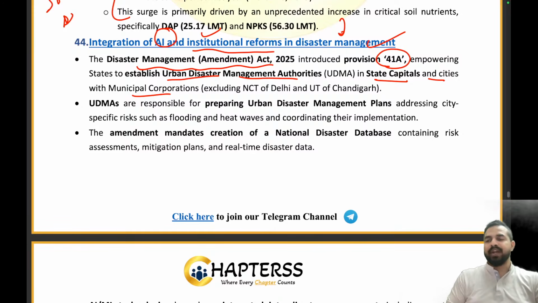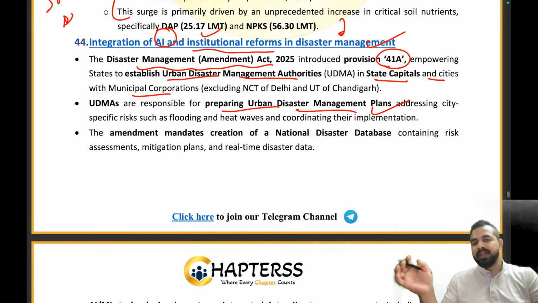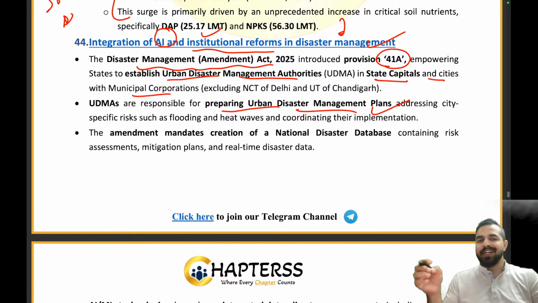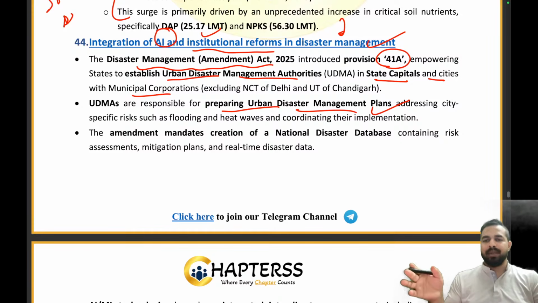in empowering the states. And how will we be empowering the states? We are encouraging the states to establish urban disaster management authorities in the state capitals. They will be responsible for preparing urban disaster management plans. If a disaster comes in the urban areas, how exactly can we combat it and mitigate its impact? We want to address city-specific risks such as flooding and heat waves, coordinating the implementation of the plans. This will be done by the UDMA, that is the Urban Disaster Management Authority.